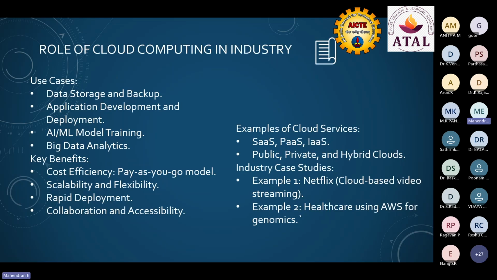And in healthcare, there is something called genomics. Genomics is a tool in Amazon for predicting, for example, the DNA structure or molecule structure. If you just give the inputs, it will predict it.